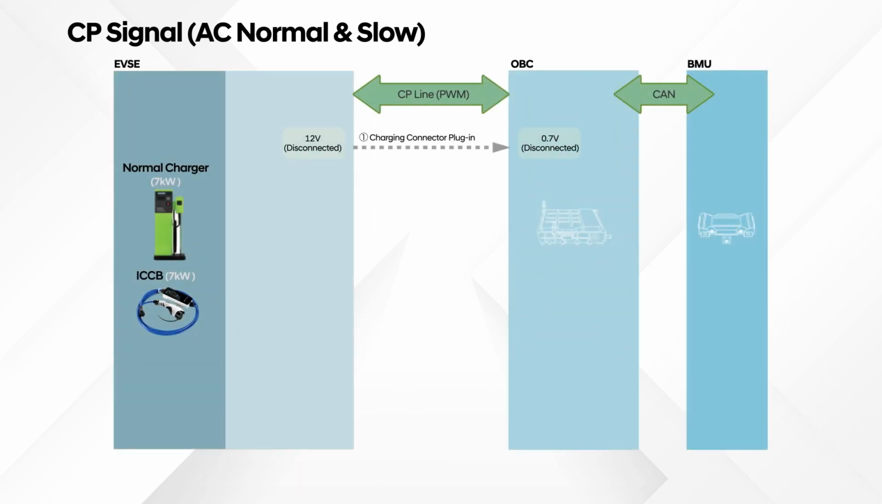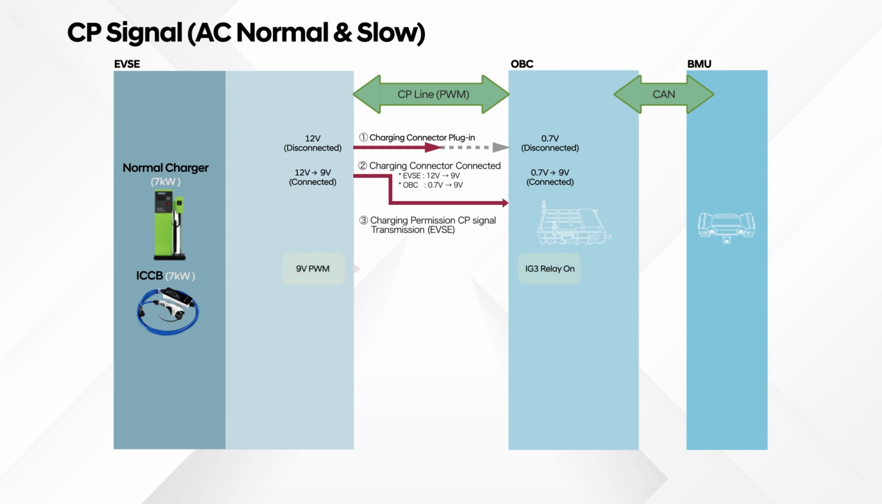When the charger is disconnected, the charger outputs 12 volt voltage through the CP line, and the OBC outputs 0.7 volts voltage. When the charger is connected, the 12 volt voltage from the charger's CP line drops down to 9 volts by the internal circuit resistance of the OBC. By detecting this voltage drop, charger and EV recognize the connection.